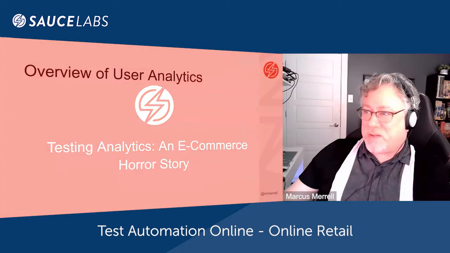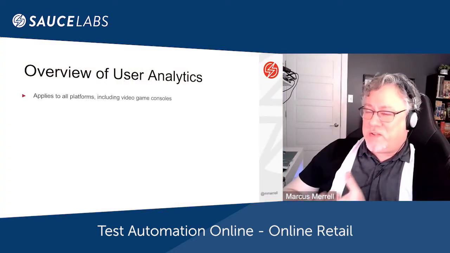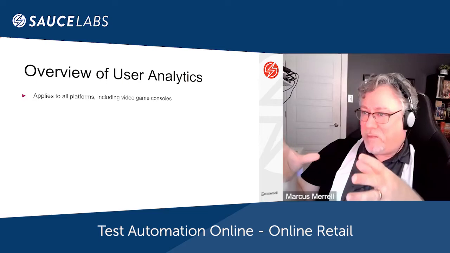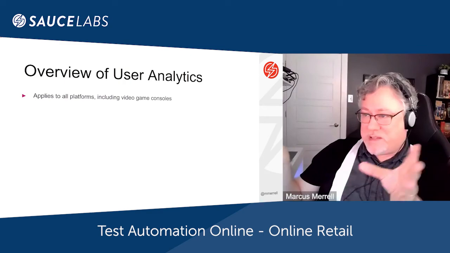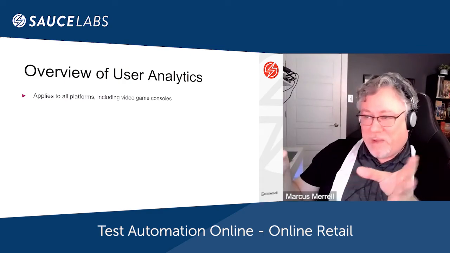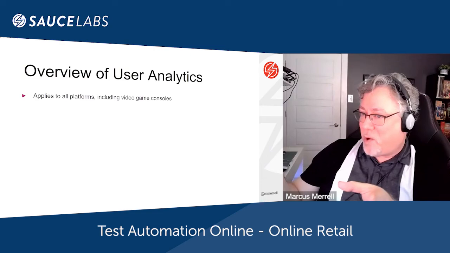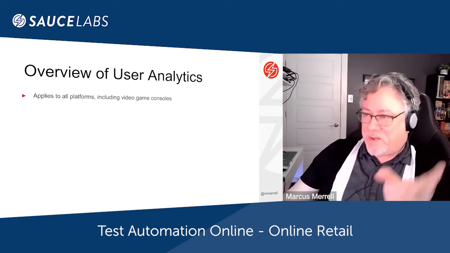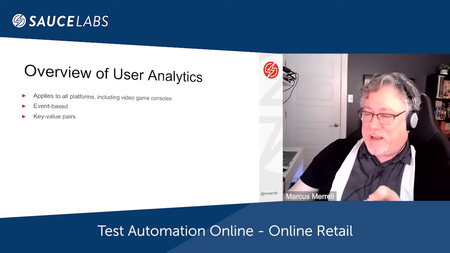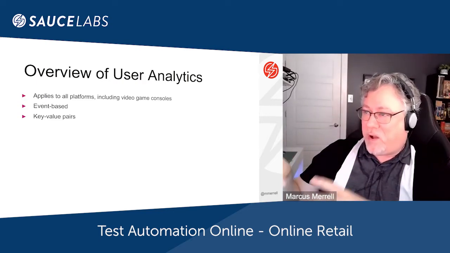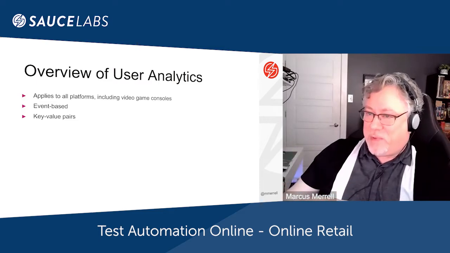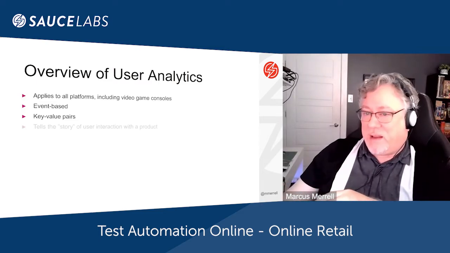This is my horror story. So first of all, user analytics are simply signals that come from the journey that your user is taking through your software, and it applies to all platforms. You have user analytics coming from PlayStation, from Xbox, from mobile phones, right to the mobile APIs, and from websites, from everywhere. They're event-based. They tend to happen in key value pairs. So one event is going to include several different attributes about what's going on, and that'll be contained in key value pairs that usually you can parse and look at.